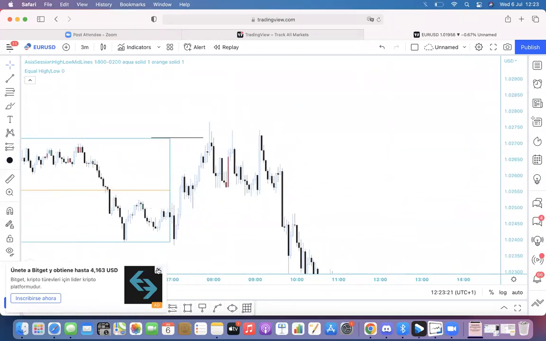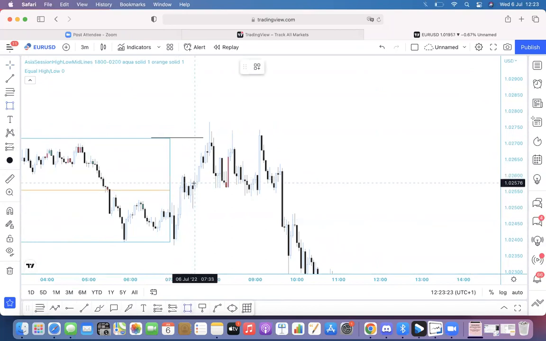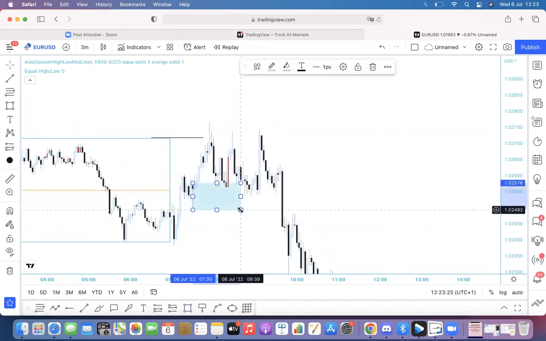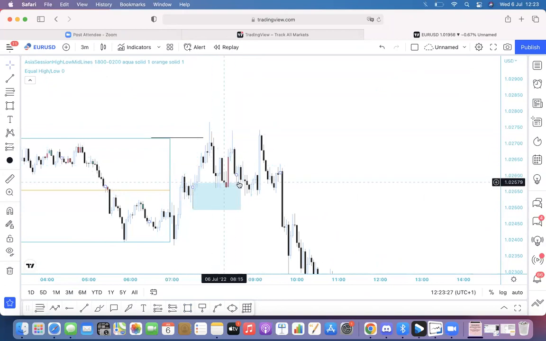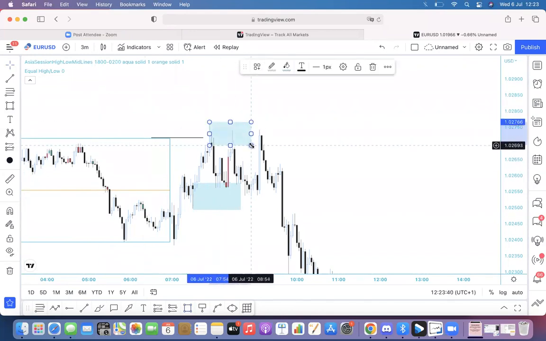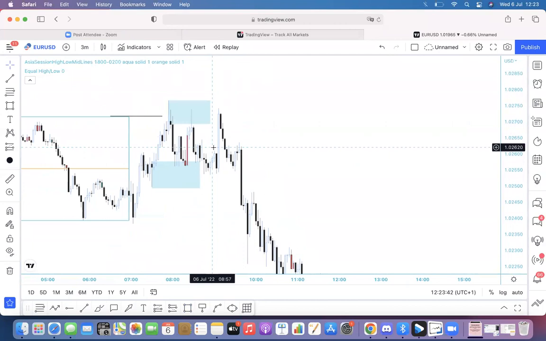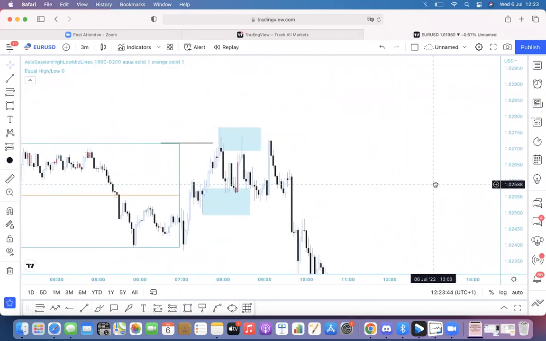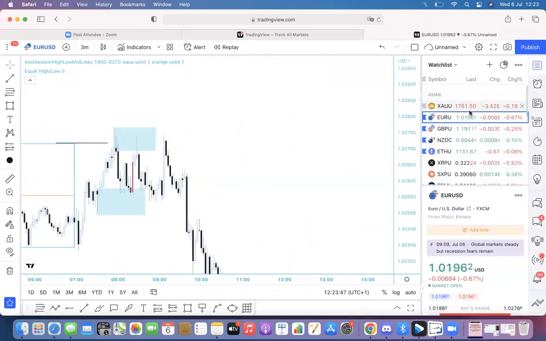we didn't create, in my opinion, a very good change of character. On the 1 minute here, we did have it, but however, on 3 minutes, this was just a break of structure, retracement to demand for a possible continuation. Otherwise, if it would have been a clearer setup, I would have taken these sells from here. However, of course, I didn't, because I also didn't send them out.